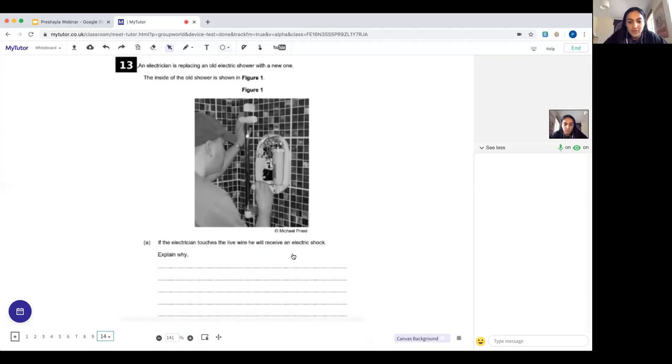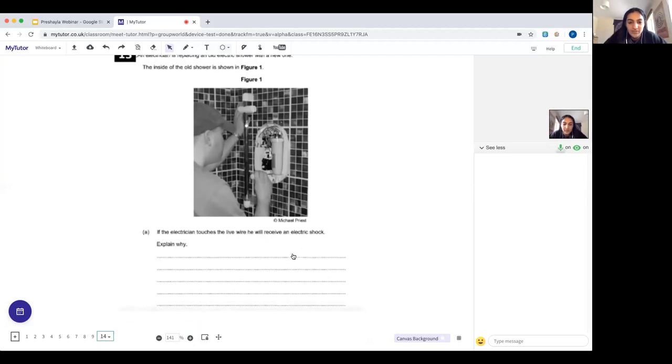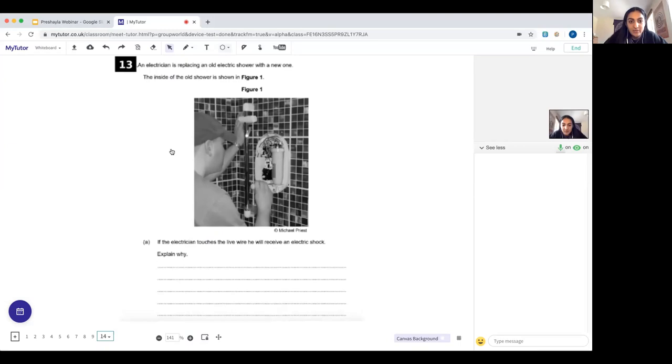And I think it's a 3-mark question, so we do need to go into quite a lot of detail. And remember, the command word here is to explain. So don't just say what will happen, say why it will happen as well.